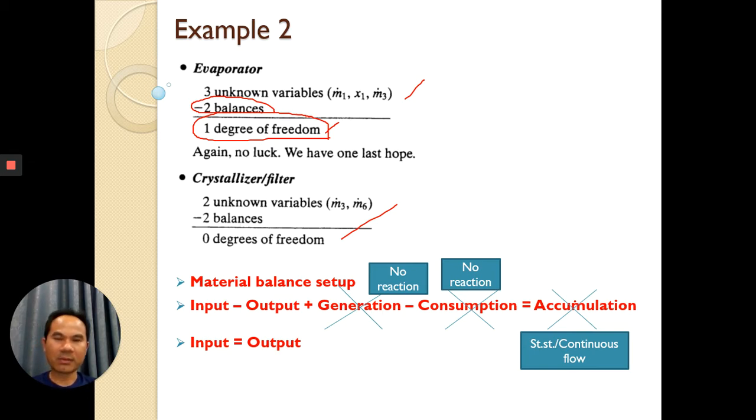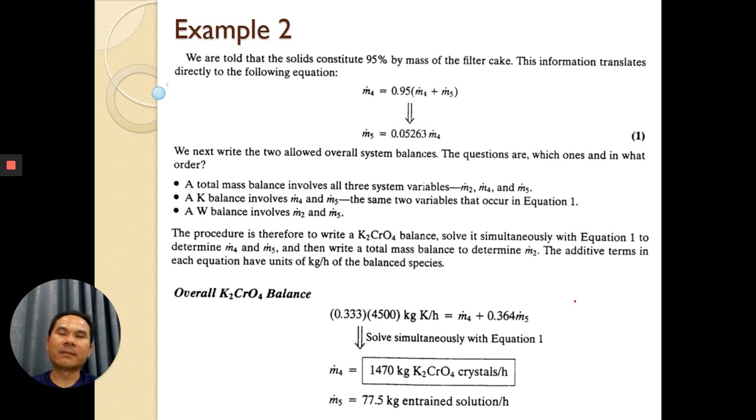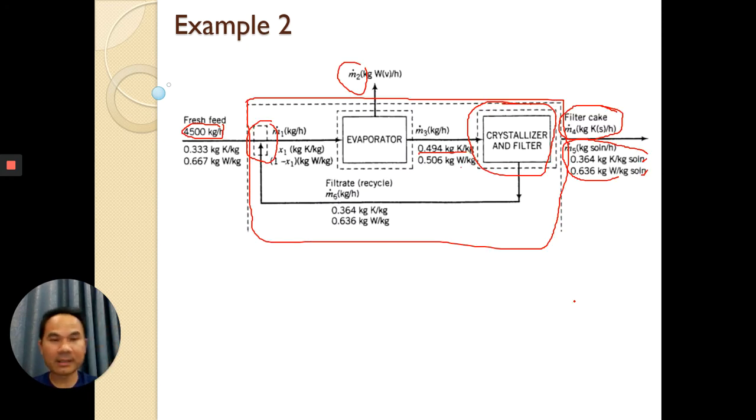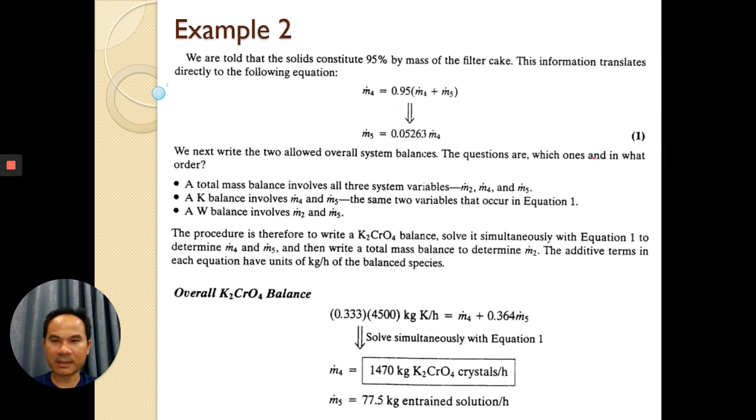That means input equals output. Okay, the first step, we have to check the relationship between M4 and M5. We know the crystal is 95% of the total mass in the output. The total mass in the output is M4 plus M5. But M4 is 0.95 of (M4 plus M5). That's 95%. Okay, we can get the relation of M5 as a function of M4, because M4 is 95% of M4 plus M5. Is it okay? And then you go to balance, overall balance.